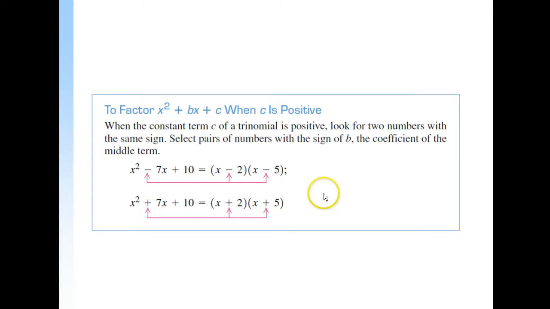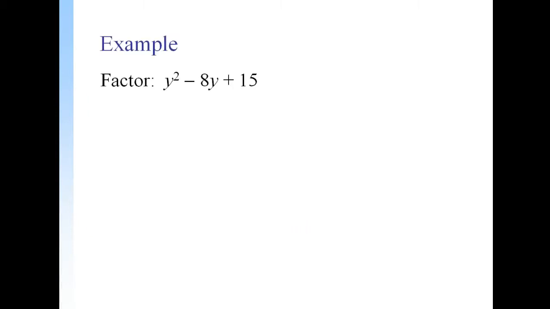And if the middle sign were positive, again, we would need two positive signs to get a positive. So notice that these are just about the same, except the signs. Here are both negative, here they're both positive. So that's something else that as we move through these, we will look at.